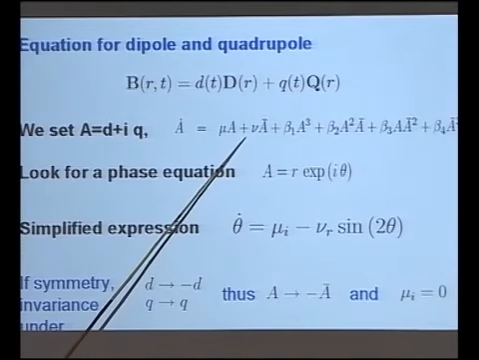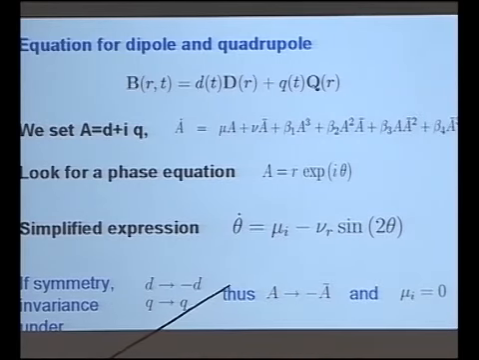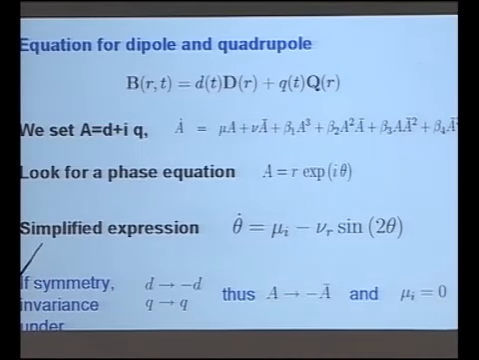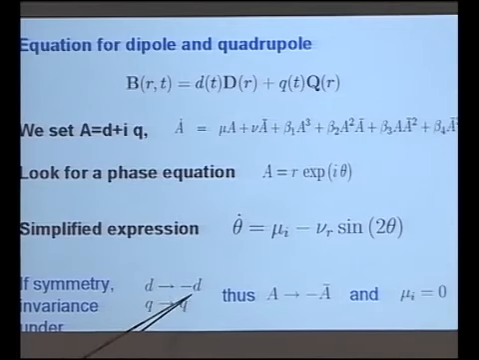So in that case, I get this expression for theta. The derivative of theta is mu i, the imaginary part of this coefficient, minus nu r, the real part of this coefficient, sine of 2 theta. Until now I haven't said anything complicated. Now, what is important to realize is that when you have a symmetry, the invariance due to this symmetry will give constraints to these coefficients.